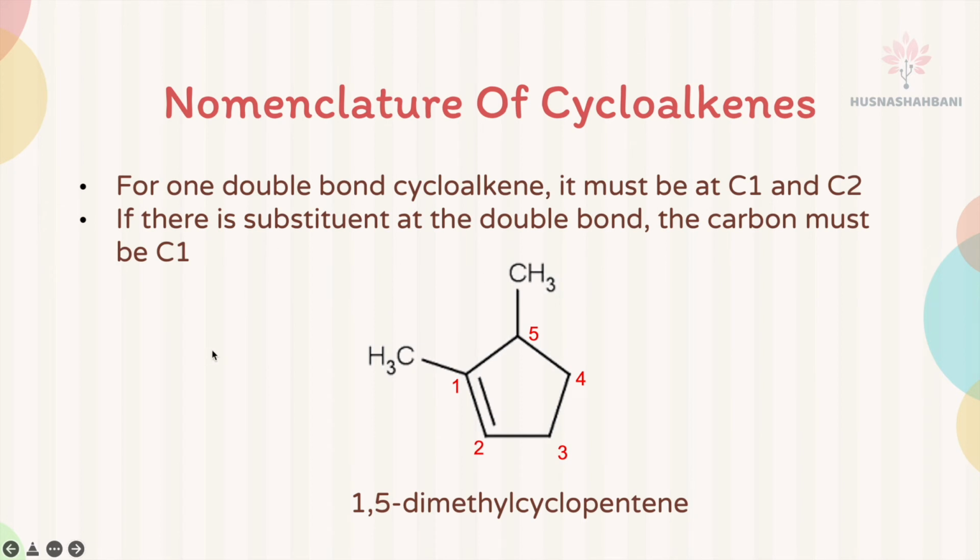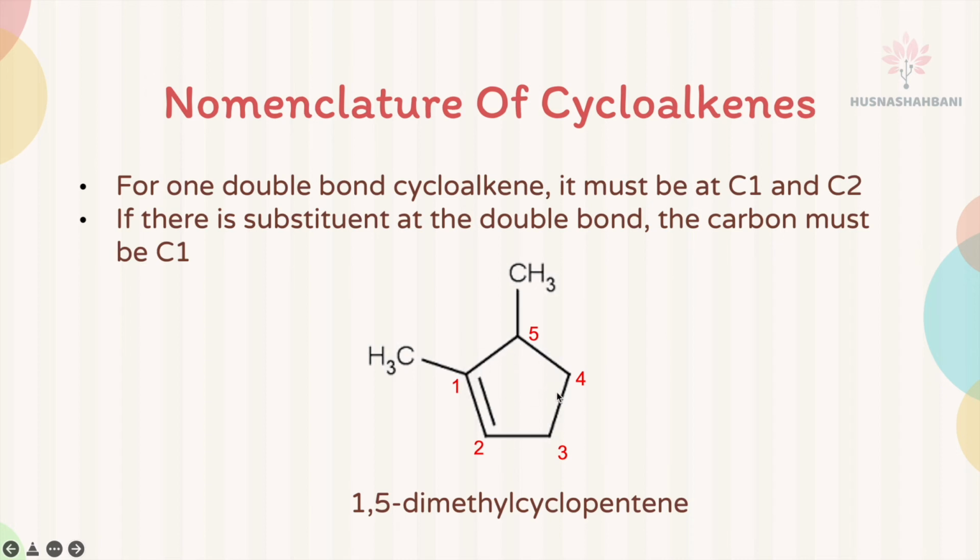For cycloalkenes, with 1 double bond, the double bond must be at carbon 1 and carbon 2. So in this cycloalkene, there is 1 double bond. So those carbons must be carbon 1 and carbon 2. You cannot put it at another place. 1 and 2 must be at the double bond. If there is a substituent at the double bond, at 1, 2, the number 1 has to be at the substituent.